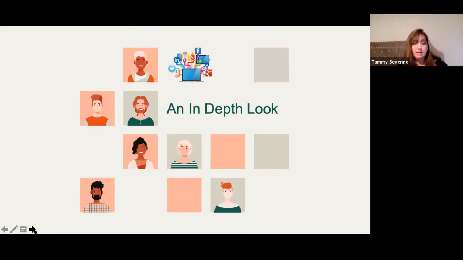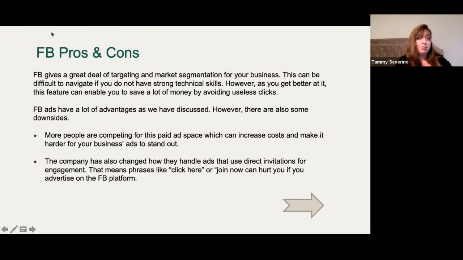So let's take an in-depth look at some pros and cons for Facebook. Facebook gives a great deal of targeting and market segmentation. That's taking the whole marketplace and segmenting it into different groups of people and choosing which of them you want your ad to be in front of. It can be a little difficult to navigate if you don't have those types of technical skills.